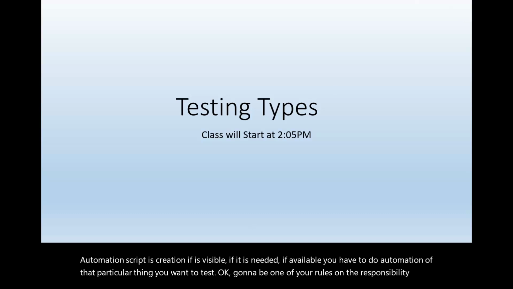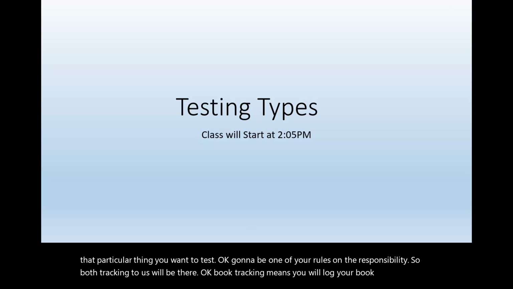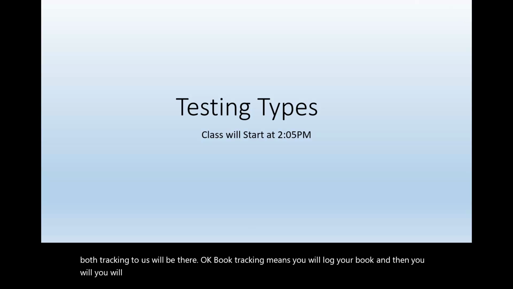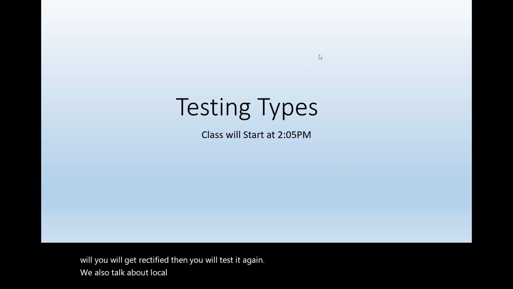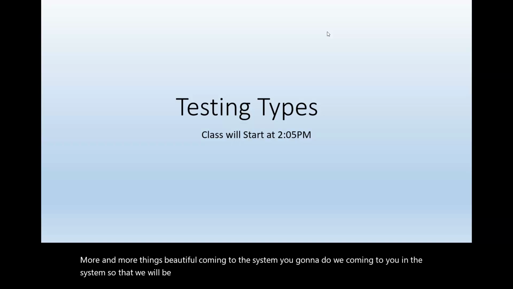So a bug tracking tool will also be there. Bug tracking means you will log your bug and then you will get it rectified. Then you will test it again. We also talk about the bug life cycle when it comes to that. Then enhancement: more and more things will be built and come into the system, so we'll be doing execution of those, for the application coming into the system by enhancement. And the test closure report.